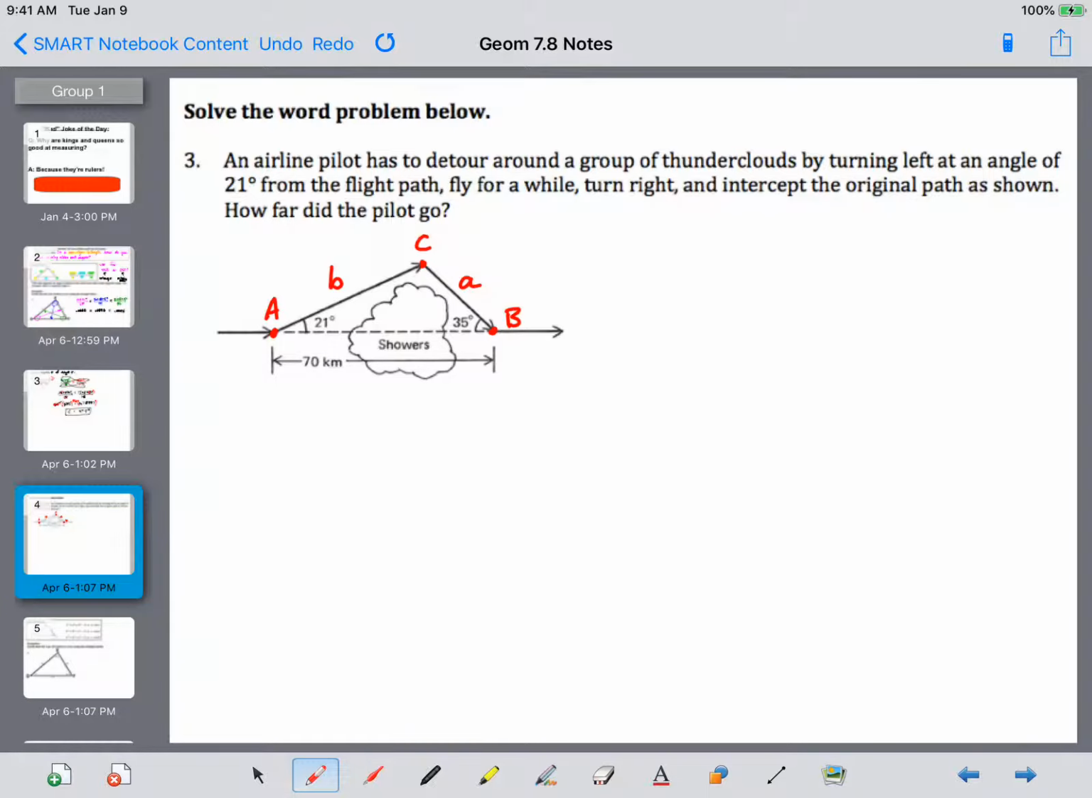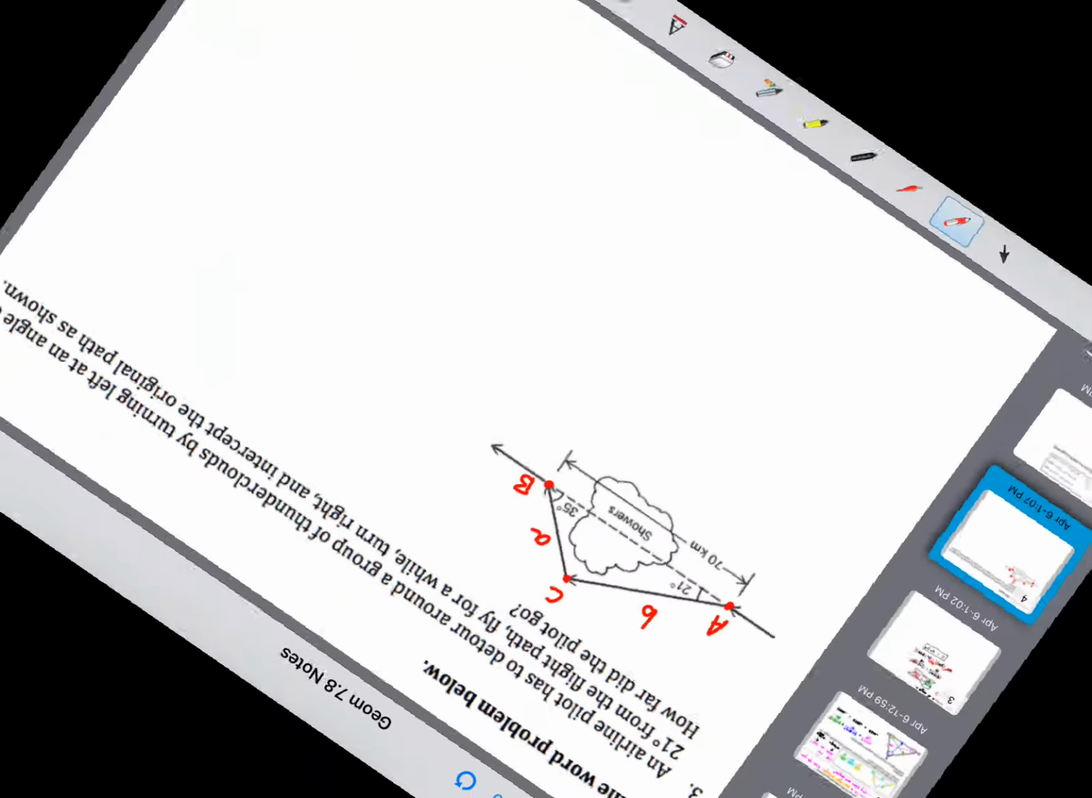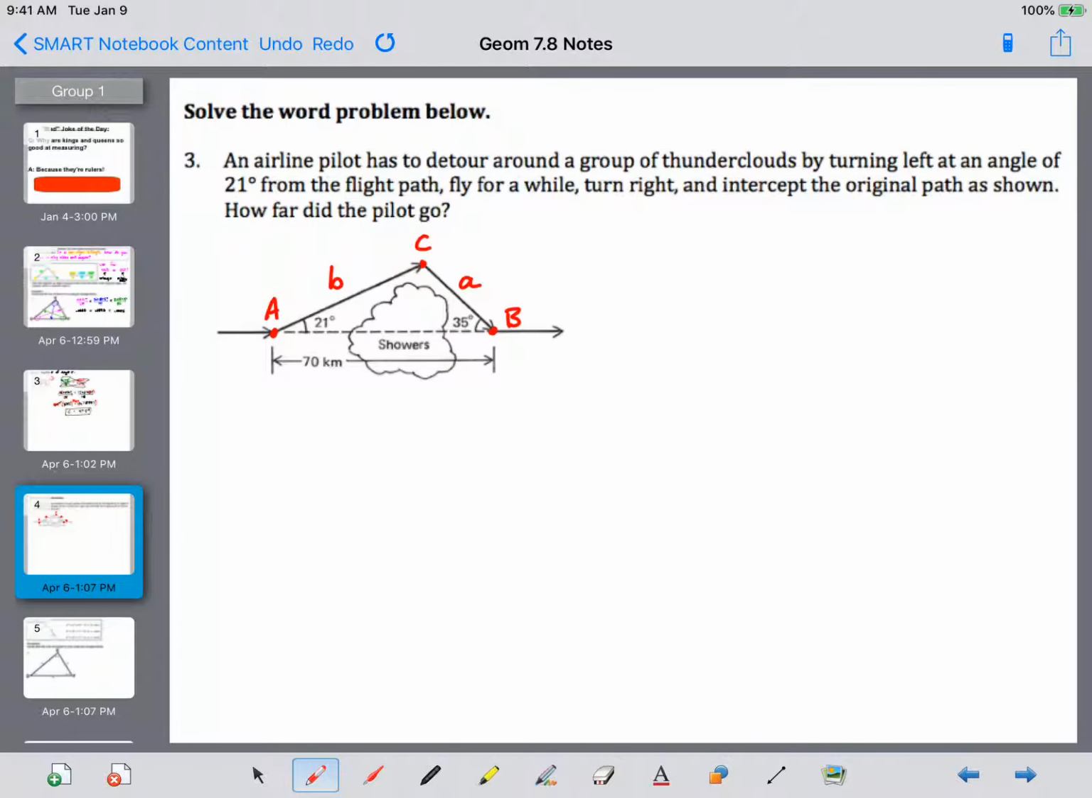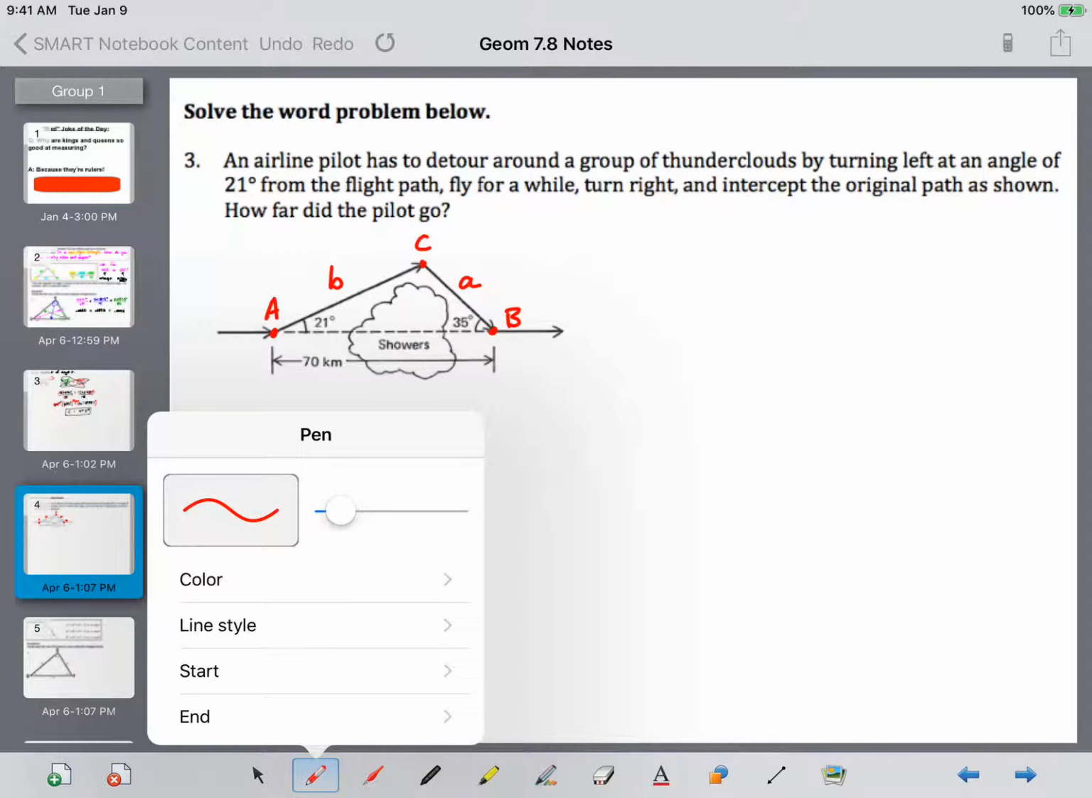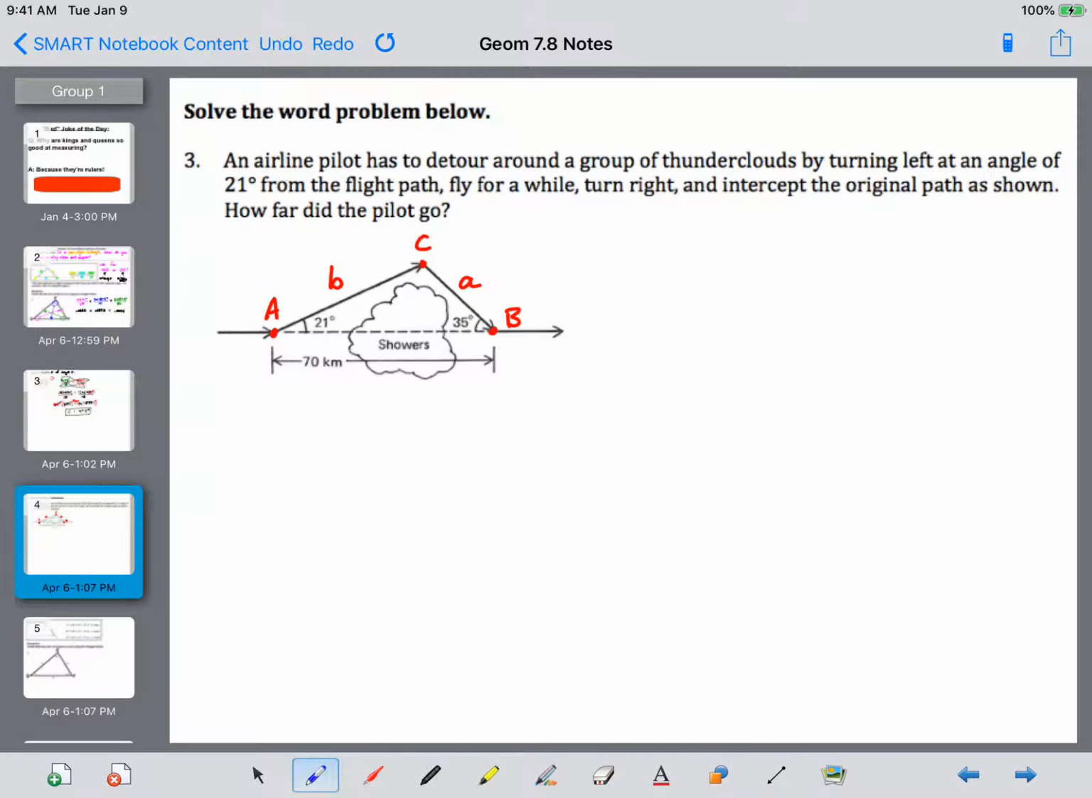So if you have this type of problem where you have an angle and then a side and an angle, and you're trying to find a missing side, the first step is to find this angle. So find the unknown angle first. All right, so step 1, we're going to do 180 minus 21 degrees minus 35 degrees. And then we find that angle C is 124 degrees. All right, so that's our first step.